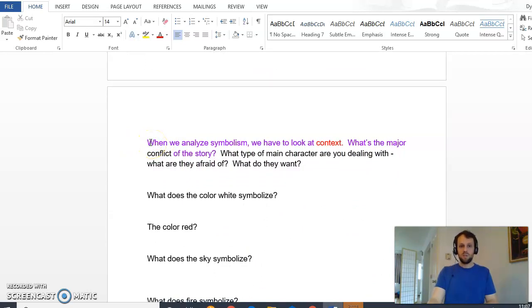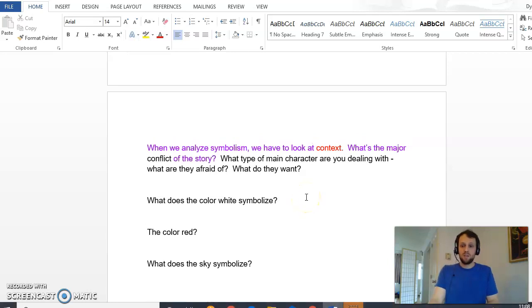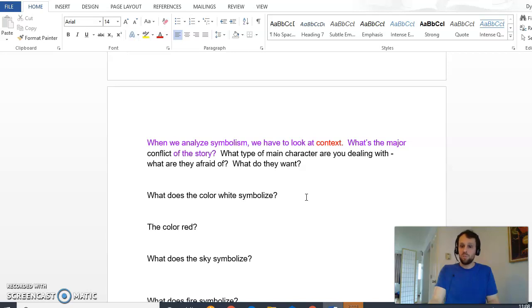So when we look at symbolism and when we analyze it in a story, again, we have to look at context, meaning we have to think about what's the major conflict in a story. What type of character are you dealing with? What are they afraid of? What do they want? What are they after? So how you analyze the symbolism in a story depends on the nature of the story that you're reading. What is the story about? What do people want in the story? What are they after? Because that's going to determine how you interpret the image.